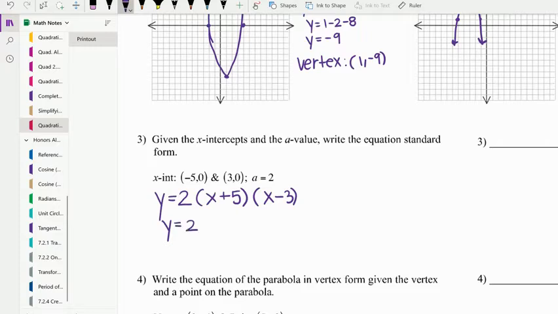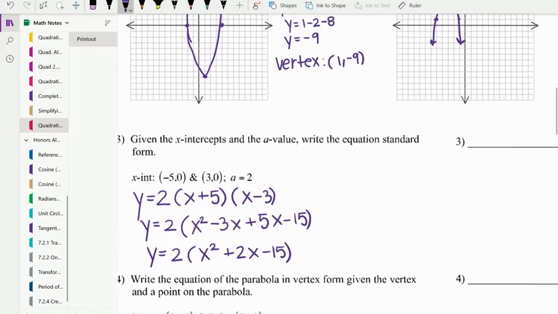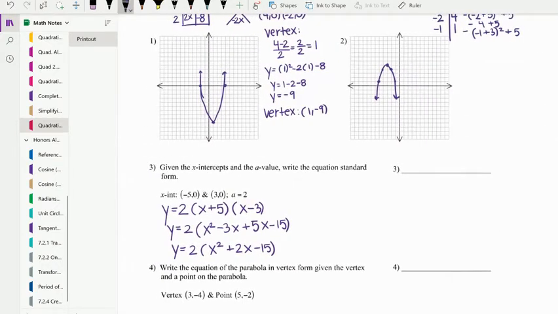So we get y equals 2 times the factors. I'm going to FOIL or distribute. So I get x squared, and then x times negative 3 is negative 3x. 5 times x is 5x. And 5 times negative 3 is negative 15. And then I combine like terms, so y equals 2 times x squared plus 2x minus 15. And the last step is to just multiply by 2. So when I do that, my final answer will be 2x squared plus 4x minus 30. All right, next question.